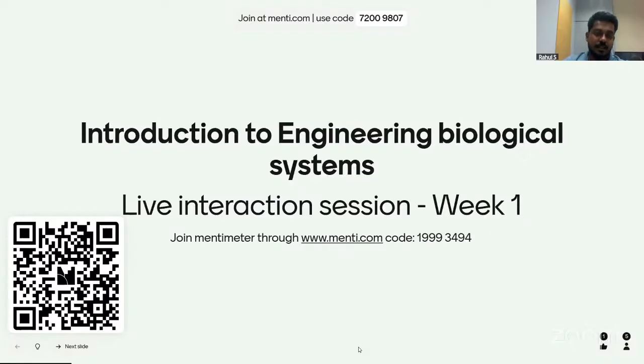The first part is we are going to have an interactive forum called Mentimeter. I hope the screen is visible to you. Mentimeter is a small tool where you can directly go to www.menti.com and give the code and join the session. The code shown is the older one, so let me change that. Give me a minute.